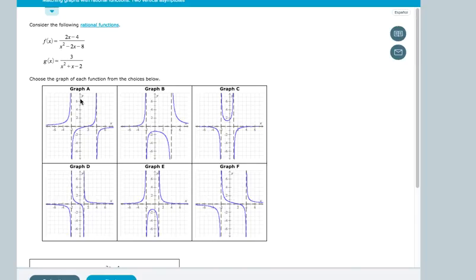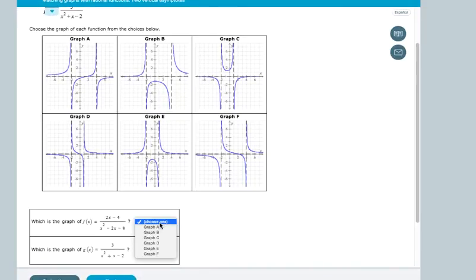Then let's look at the y-intercept. In this case, if x is 0, then the y-intercept is going to be negative 4 over negative 8, which is 1/2. Graph A has a negative 1/2, so that's not good. Graph B looks like it's negative 1, so that's not great. Graph F looks like it has a y-intercept of 1/2, so that looks good. So that seems to be the only one. Let's go ahead and try that one.